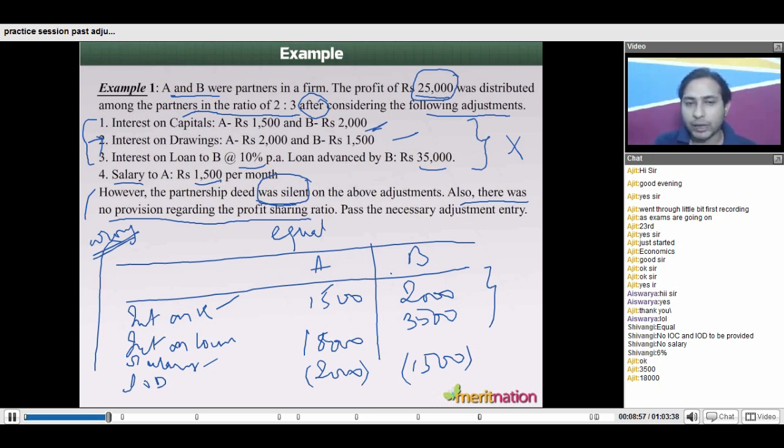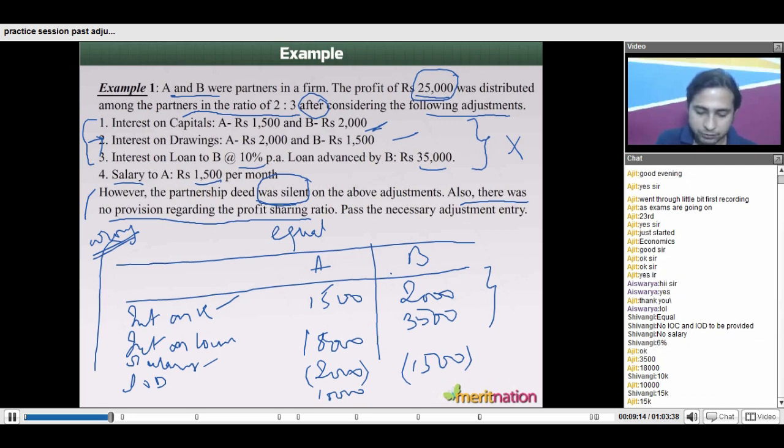Now also see that the profit was 25,000 and this was distributed among the partners in the ratio 2:3. So who can calculate the amount of profit for A? Come on, guys. Nazneen, Sanjana, 10K. Okay. For A? Yes, exactly. It is 10K. And here it is how much? 15,000.